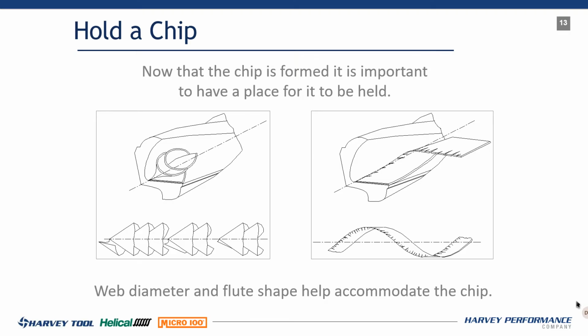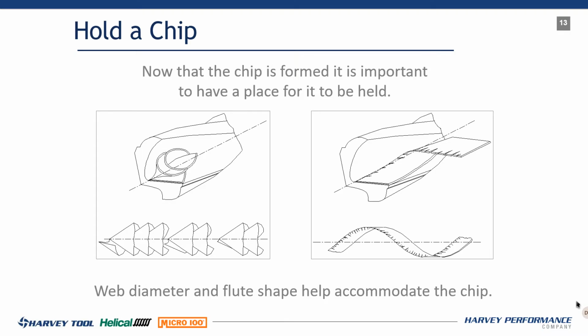So we have a web diameter. In an end mill, it's called a core. In a drill, it's called a web. I'm a drill guy, so when I hear somebody call a drill web a core, I get a little antsy and I start shaking a little bit. But usually it's because I had too much coffee. But besides that, so we have a web on there.